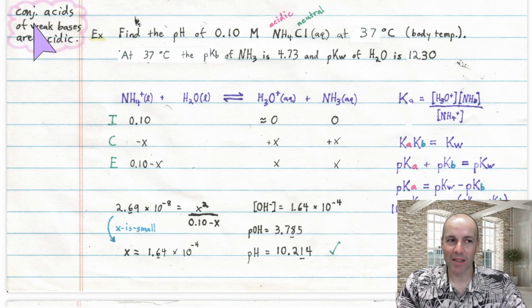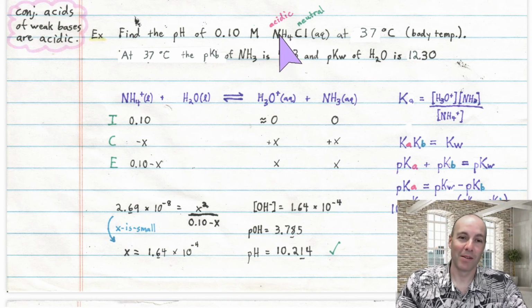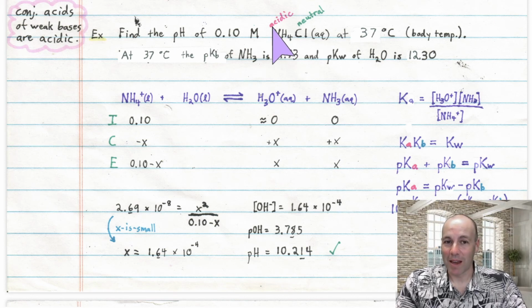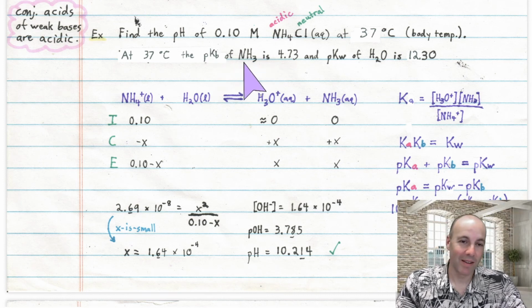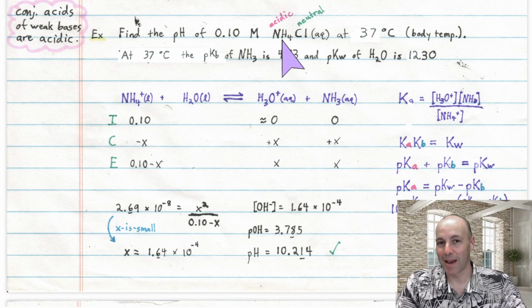You see, conjugate acids of weak bases are acidic, just like conjugate bases of weak acids are basic. When you have a weak conjugate pair, like NH3 and its conjugate acid NH4 plus, the base form of the pair is basic, and the acid form of the pair is acidic. So here you have the acid, and it tells you the Kb of its conjugate, and we can figure out what the Ka is of the acid.